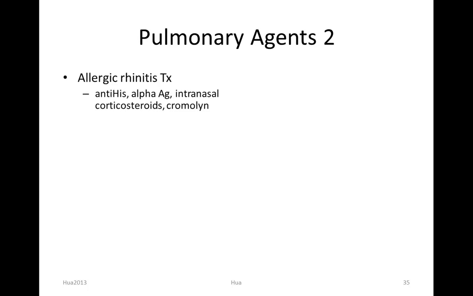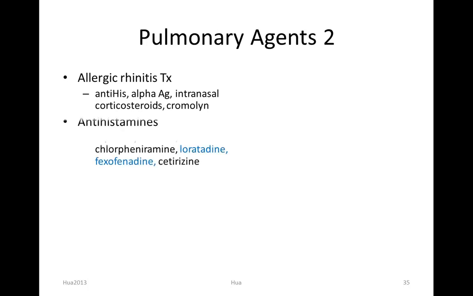Allergic rhinitis, antihistamine, so you have Benadryl would be the first generation, cause sedation. The second generation would be the Claritin, Allegra. Alpha agonists, in this case, serve more like a vasoconstrictor and help with nasal decongestion. Intranasal corticosteroid can help with that because it will inhibit the cascade that will produce the prostaglandin, thromboxane, and histamine.